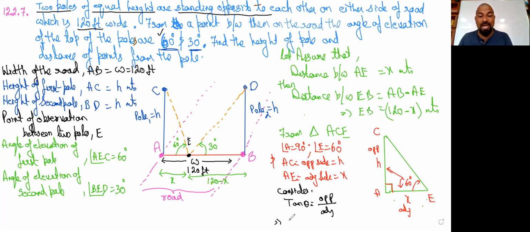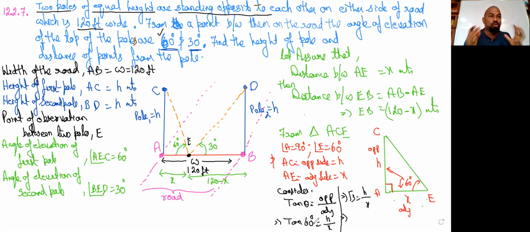Now let's substitute the values there. What is the tan value? Tan 60 is equal to opposite, which we have as H, and adjacent, which we have as X. All right. What is tan 60? It's nothing but √3. Right, √3 is equal to H by X.